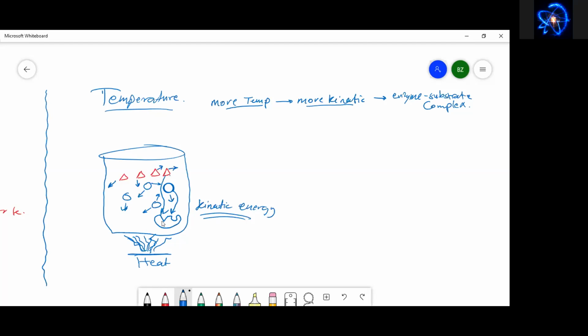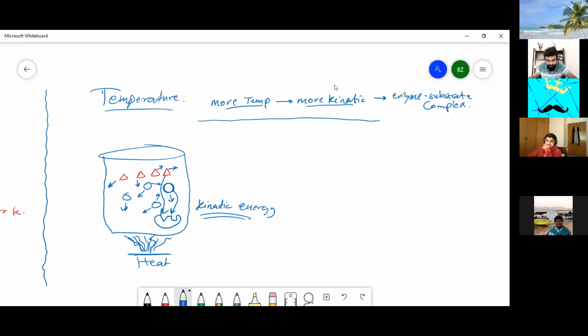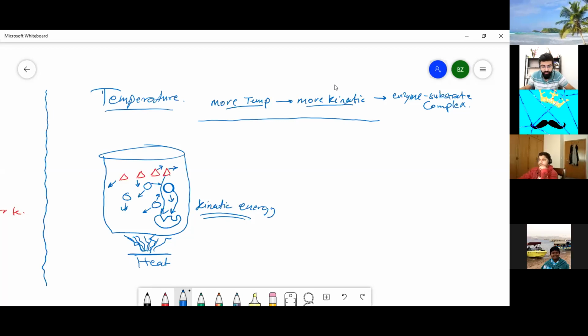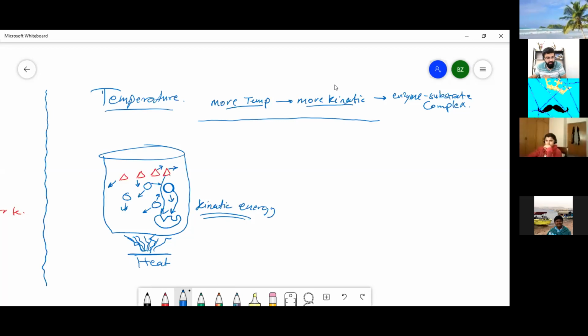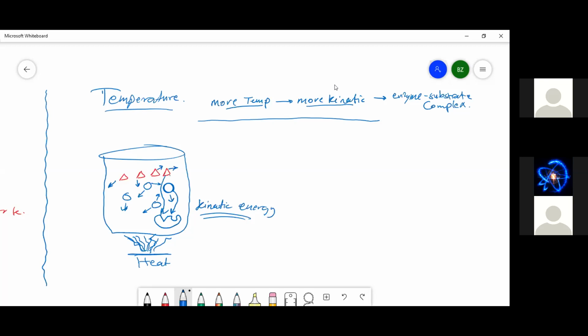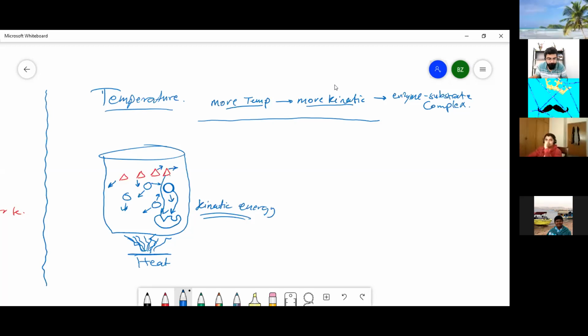Why is there a limit? Raise your hand if you have an answer. Why don't we keep raising the temperature more and more so that it increases the work of the enzymes? I see only a few hands raised. Anyway, let's see.